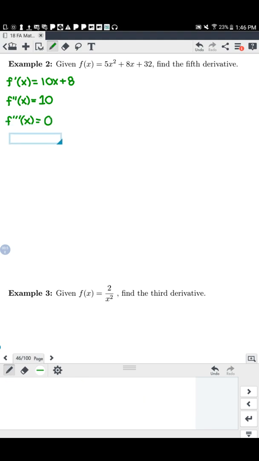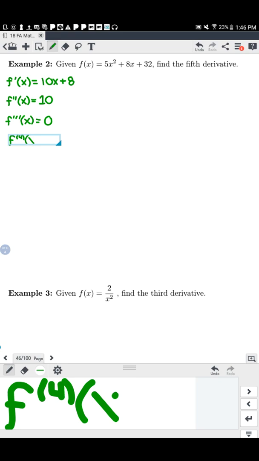Now it seems like I could probably stop, but that's not the truth. I need to go all the way down to my fifth derivative. So instead of doing 4 tally marks, I'm going to do f, and then a superscript with a 4 in parentheses. That means fourth derivative. And I'm taking the derivative of my third derivative, which is 0. So the derivative of 0 is 0.